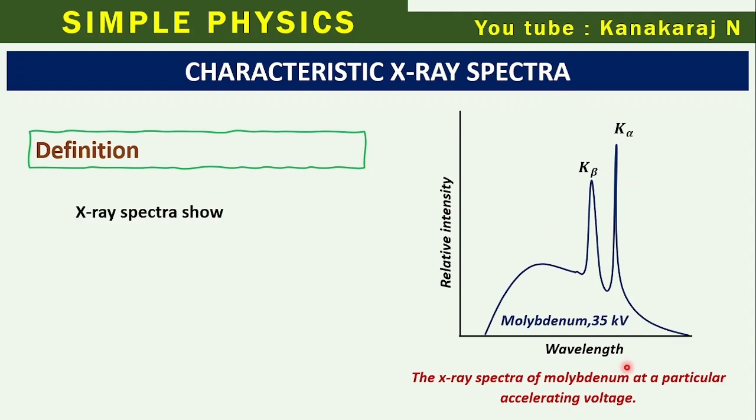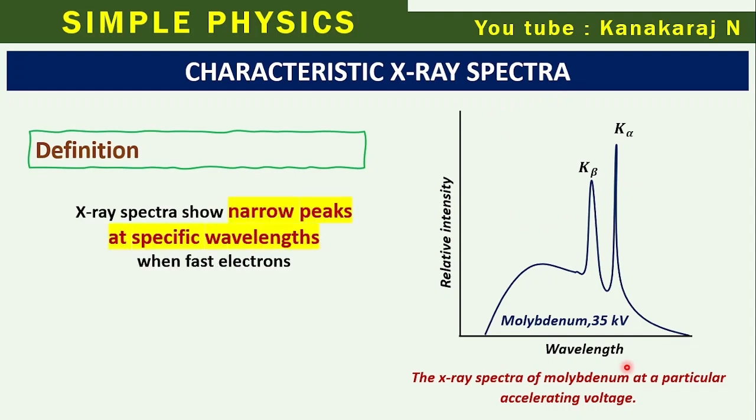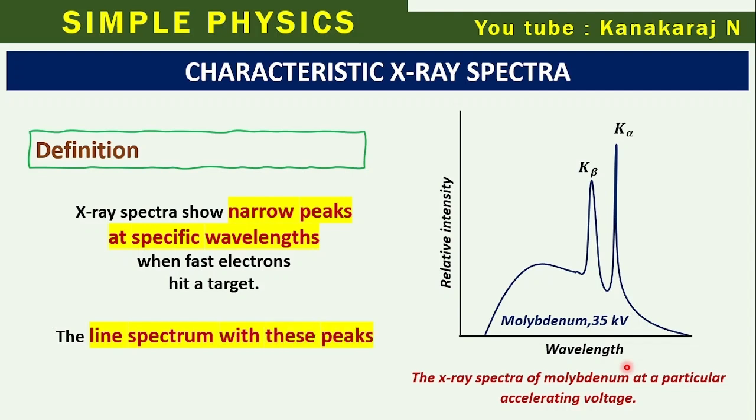X-ray spectra show narrow peaks at specific wavelengths when fast electrons hit a target. The line spectrum with these peaks is called the characteristic X-ray spectrum.